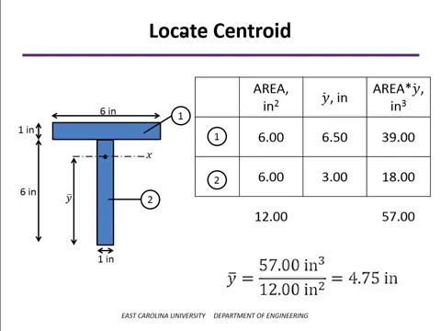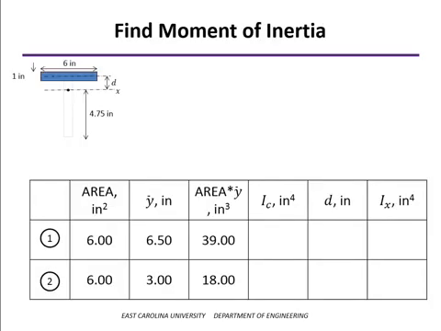And so the y bar of the section is the sum of the area times y bars, the 57 cubic inches, divided by the total area, 12 square inches, and so the centroid is located at 4 3/4 inches above the bottom of the section. So now that we know that, we can add a couple of columns to our table here, and so we're looking at the flange first. So the moment of inertia about its own centroidal axis is 1/12 base height cubed. In this case, it's 1/2 inches to the fourth.